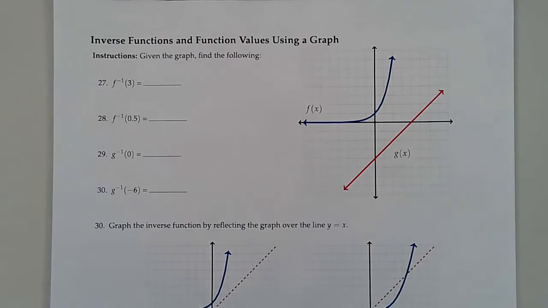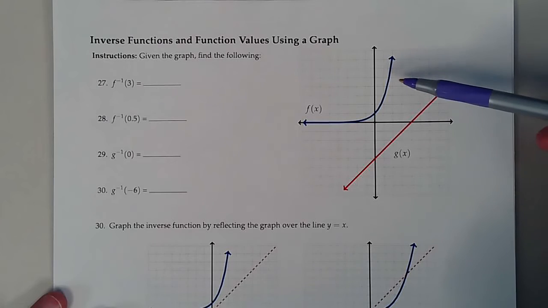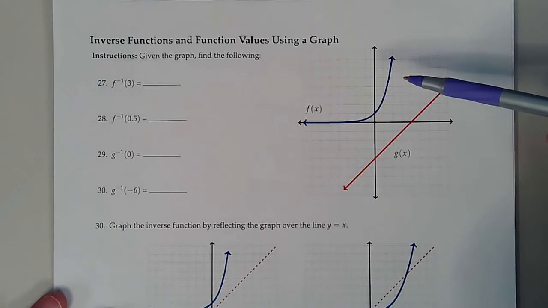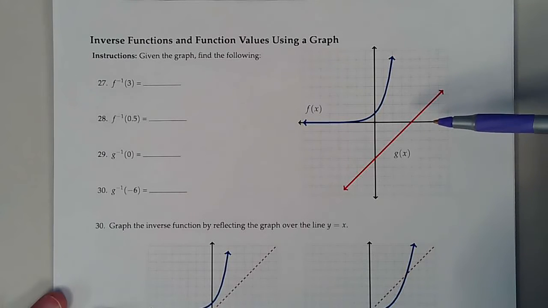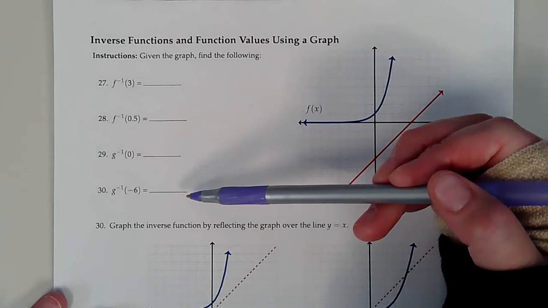All right, let's take a look at inverse functions and inverse function values using a graph. So on this graph, we have two functions, f of x, which is an exponential function, and we'll learn more about that in chapter 4, and then g of x, which is a linear function, and that's what we've been using all along. So we have four inverse function values defined.